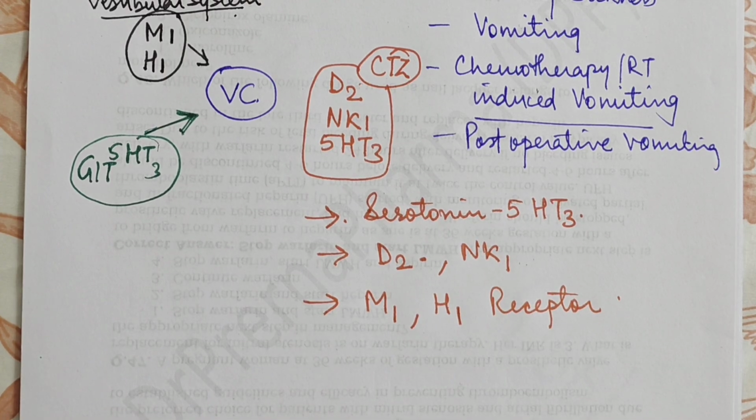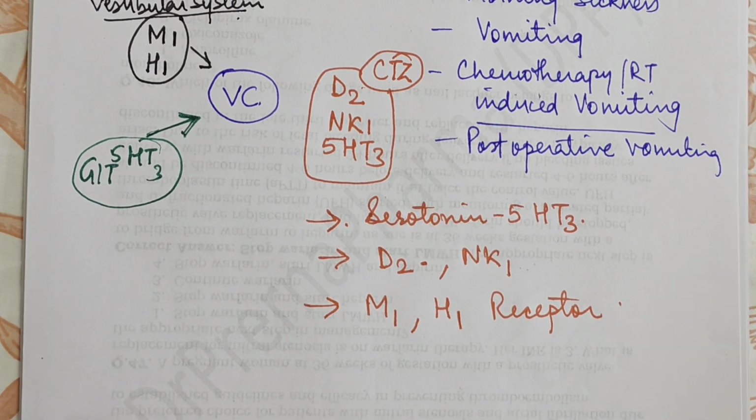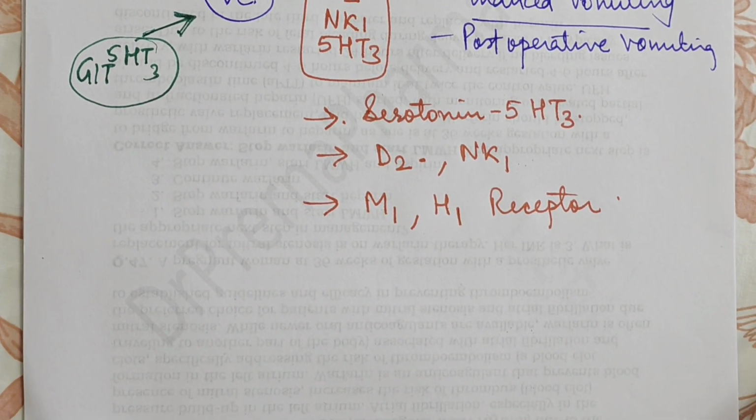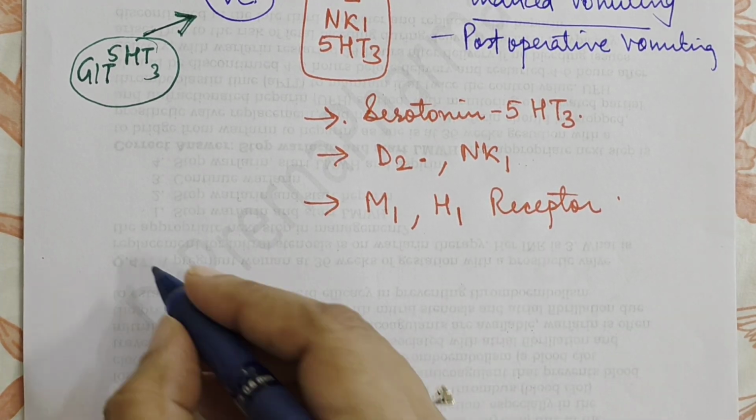So all these receptors play a role in vomiting. Naturally, the drugs which will be used in vomiting are going to be based on these receptors, right? So now let's see one by one what drugs are used in different types of vomiting based on these receptors or neurotransmitters.